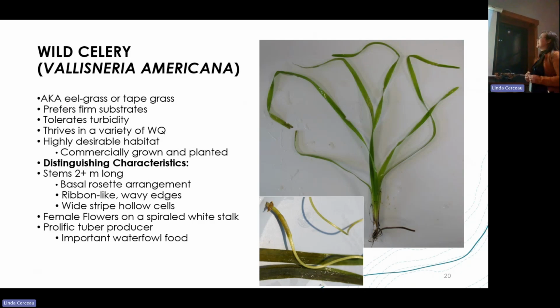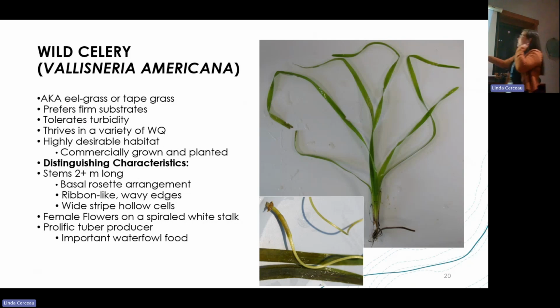Wild celery. This one is also referred to as tape grass or eelgrass, and typically prefers firmer substrates, but it can thrive in a variety of different substrates as well. And it can thrive in a variety of different water quality environments. This plant in particular produces banana-shaped tubers, so that helps it root into the system. I don't have a picture of it up here, but if you imagine a banana shape, that's kind of what they look like.